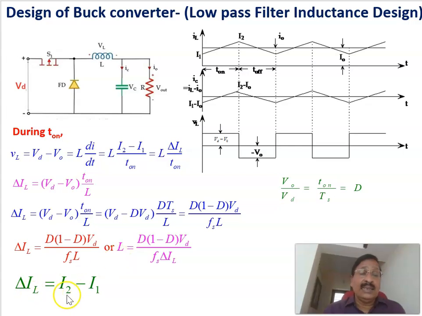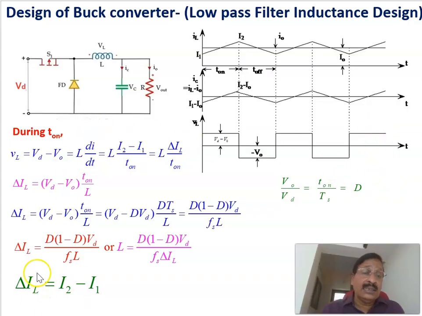Here, delta IL equals I2 minus I1. This is the voltage across the inductor, VD minus V0 and minus V0, and of course the corresponding inductor current is shown here. This is the inductor current, and this is the average value of the inductor current, which is the same as the average value of the load output current I0. Therefore I2 minus I1 is equal to delta IL. We'll see the capacitor current: the change in capacitor current will be the same as the change in inductor current. We'll see that in the coming slide.